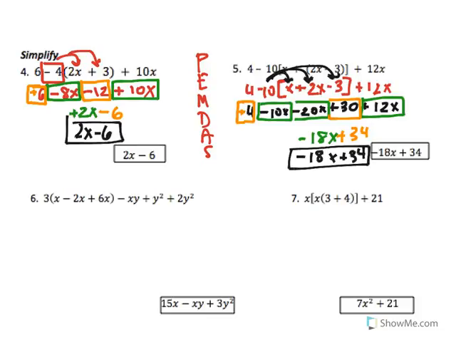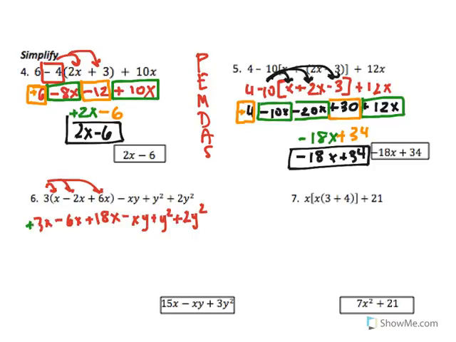Let's do number 6. I want to get rid of the parentheses first. I distribute. I get 3x minus 6x plus 18x. I bring down the rest. Minus xy plus y squared plus 2y squared. And now I draw boxes around my like terms.